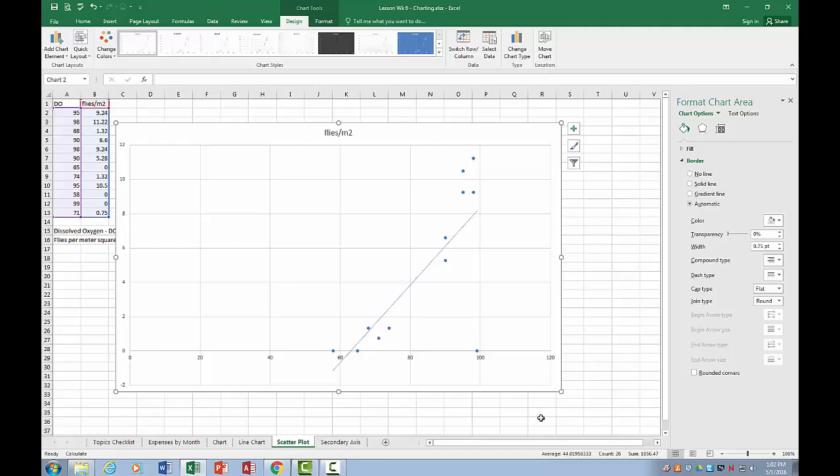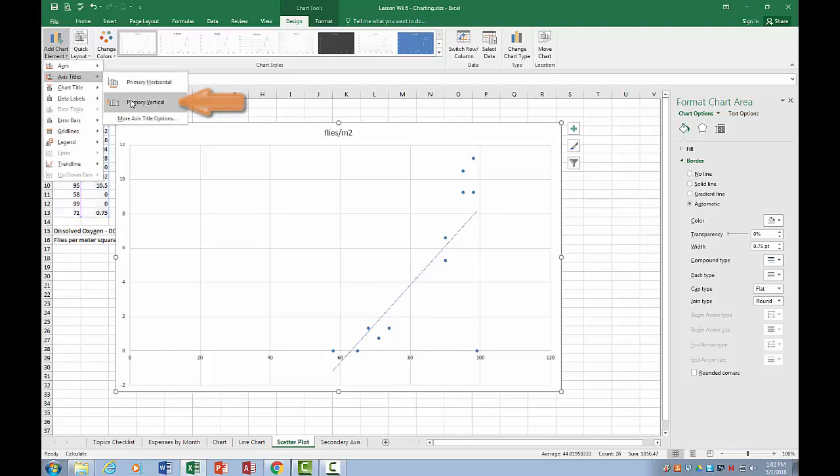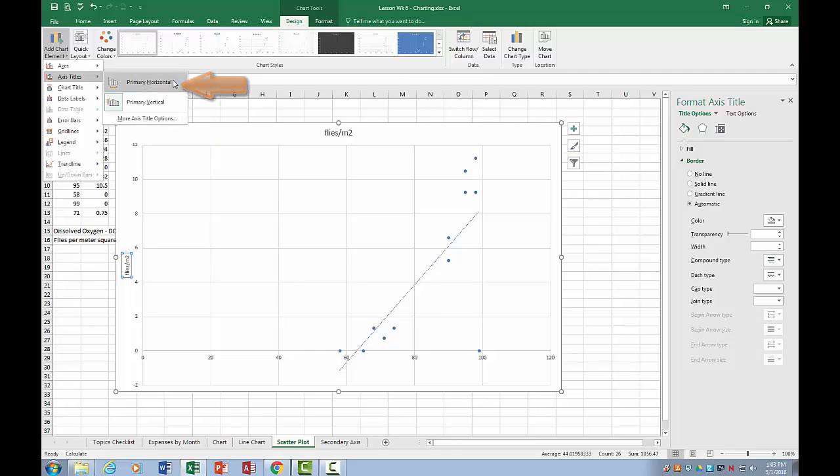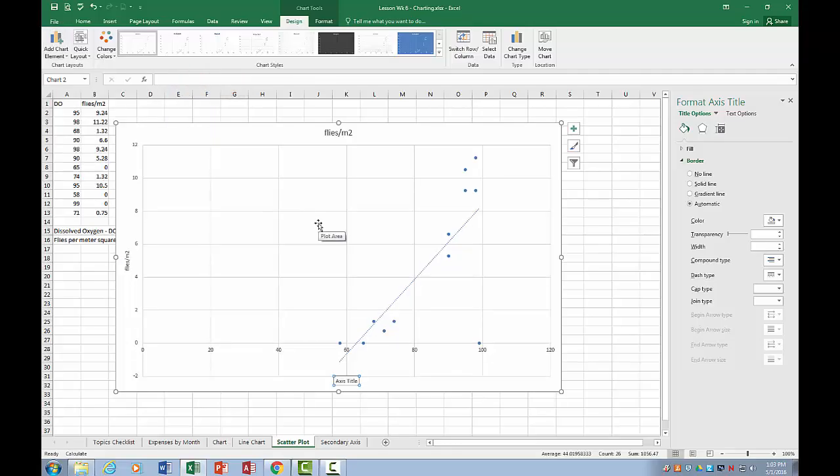On a scatter plot chart, because you do have two numeric axes, it's imperative that we label the axes. So I'm going to go to Add Chart Element, Axis Titles, Primary Vertical, and I'm going to make sure that I label that flies per square meter. I'm going to go to Chart Elements, Axis Titles, Primary Horizontal, and make sure that I label that dissolved oxygen level.